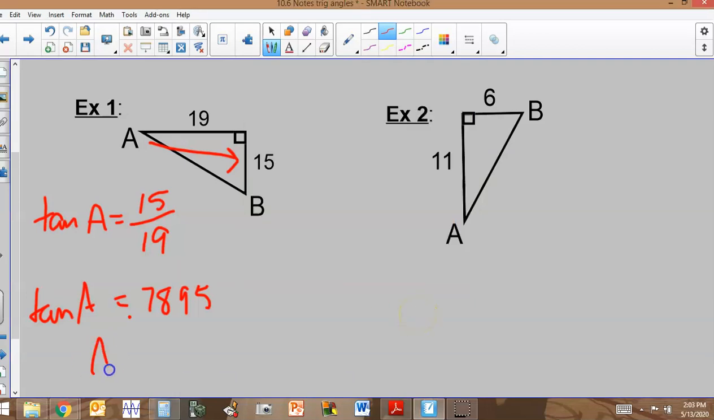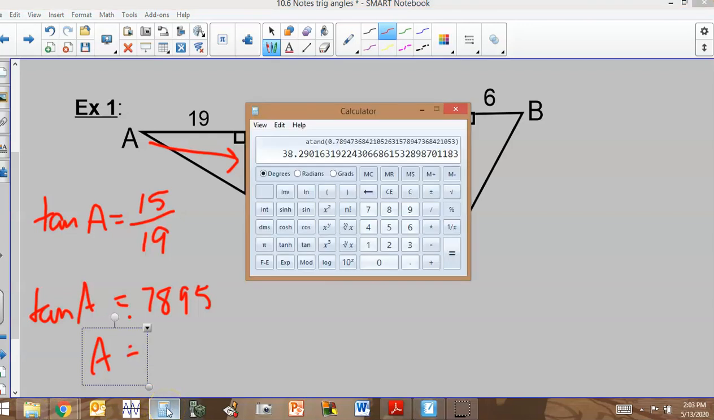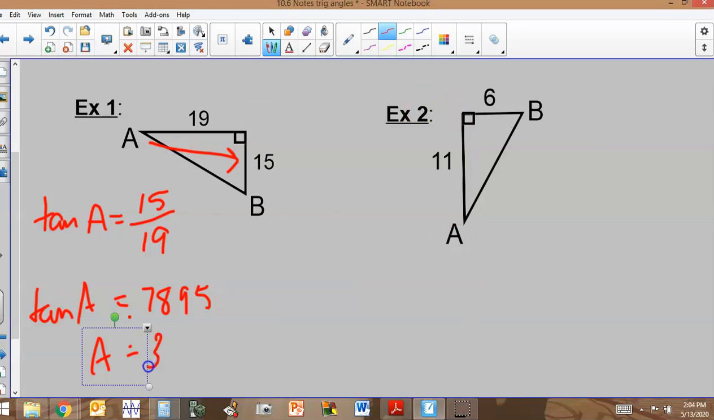So A equals, it went away on me. How much was it? 38. Let's just round it to 38 degrees so we don't have to have that decimal. 38 degrees. And if angle A is 38 degrees, how do I get angle B? Well, you could set up the tangent of B equals 19 over 15, but wouldn't it just be a lot easier since there's 90 degrees in this triangle here, 90 minus this 38, doesn't that just leave me with 52 degrees? Isn't that the easier way to get it? Yes, Mrs. Dare, it is.